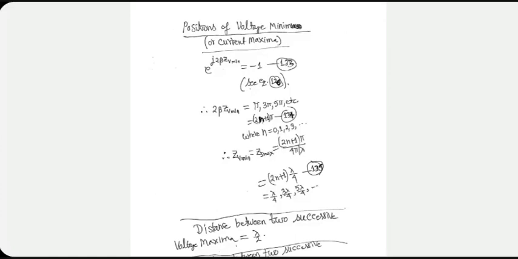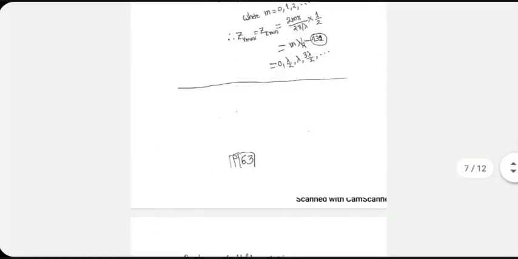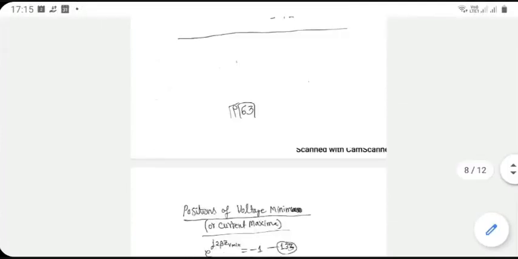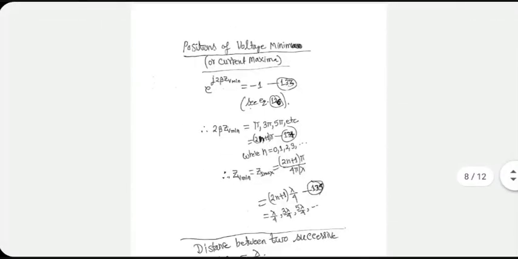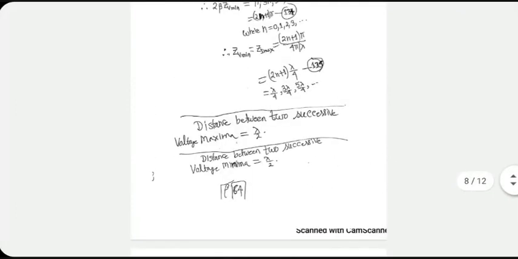So if you see these results carefully, you will see that the first voltage maximum occurs at 0 and the first voltage minimum occurs at lambda by 4. So the difference between their locations is lambda by 4. And so on. You can study their relative positions. A lot of inferences I have drawn.